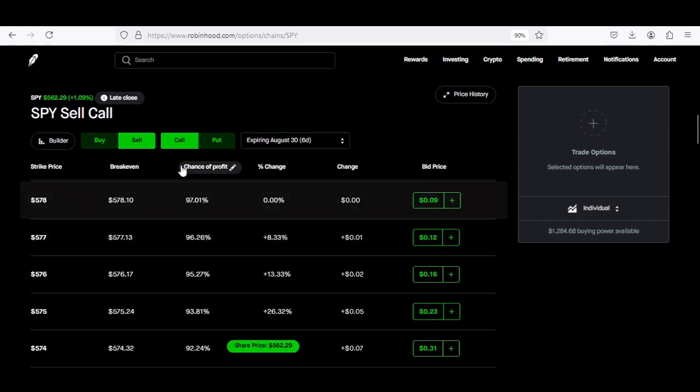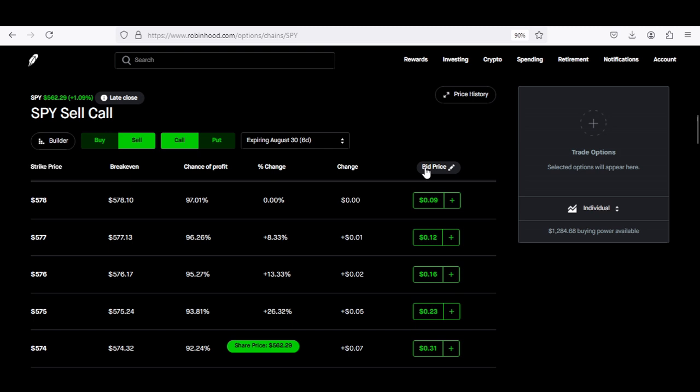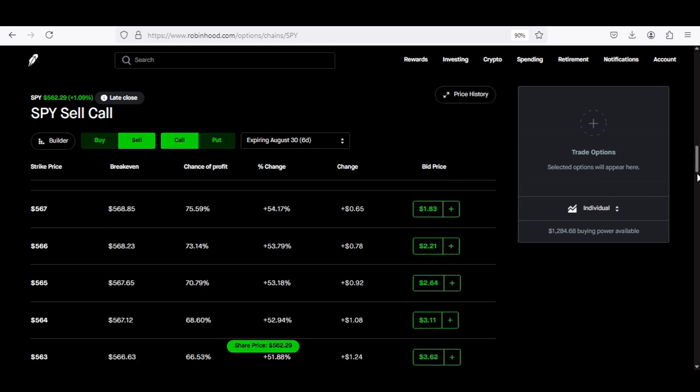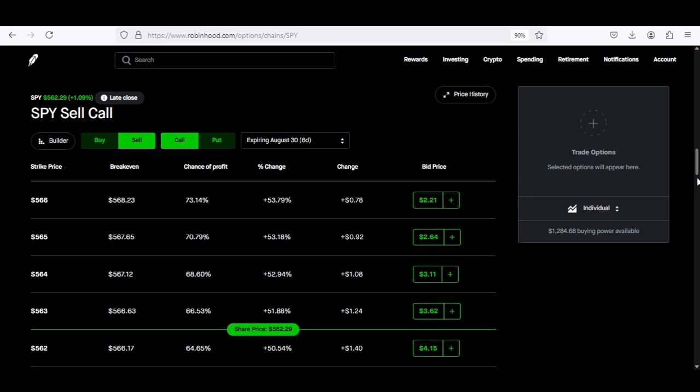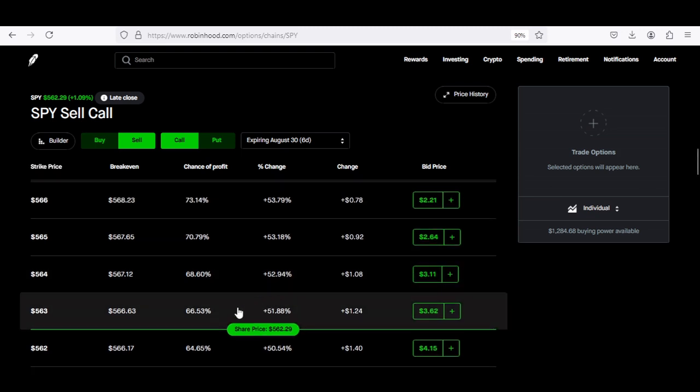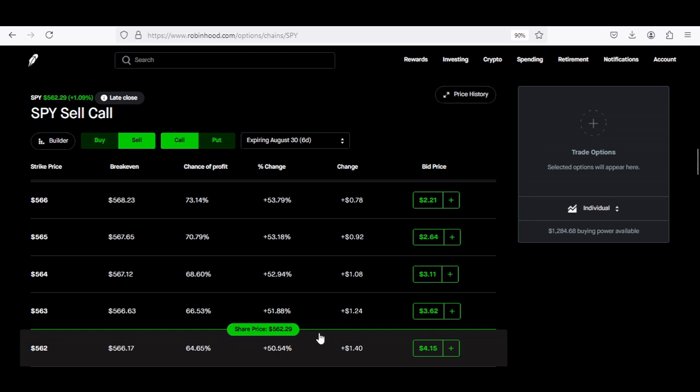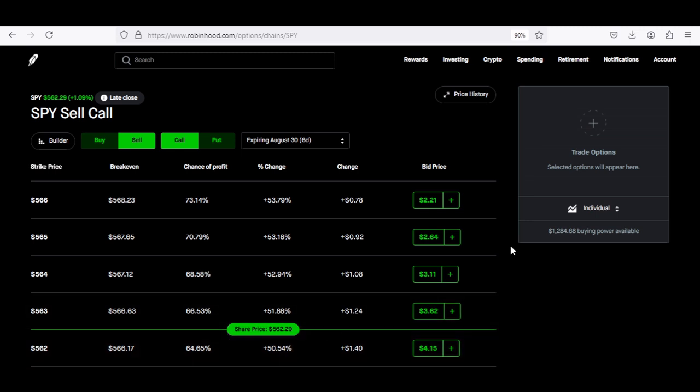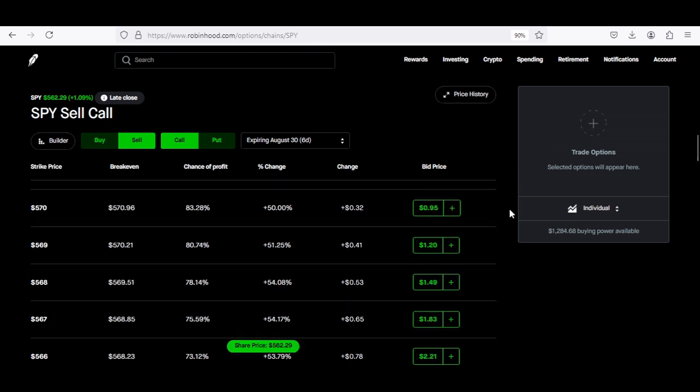Okay, now that we have sell and we have call and we have selected our strike date, now we're going to choose our strike price, and we will be looking for a strike price above the current share price. So down here, you can see the share price is trading at around $562 per share. So if we were to trade SPY right now, most of us would not be able to afford it.